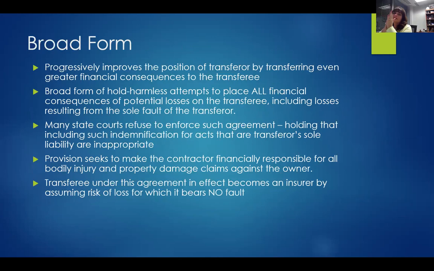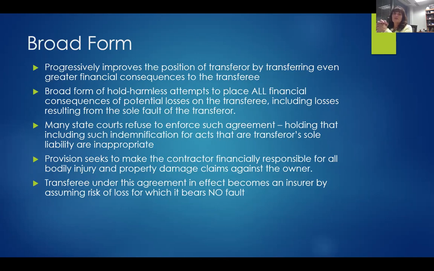Finally, the broad form. This is the one that's probably the hardest for courts to accept, but let's talk about it. Each of these forms progressively improves the position of the transferor or owner by giving more and more financial consequence to the transferee, that contractor that's willing to take it on. So the broad form not only accepts their own liability or responsibility and the joint liability, but it also is willing to accept anything that's your fault as the owner. So they're accepting all financial consequences regardless of fault.